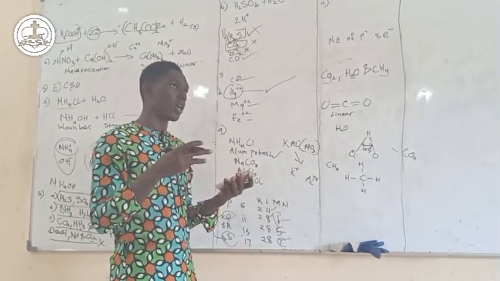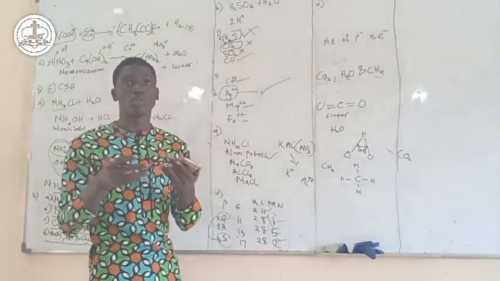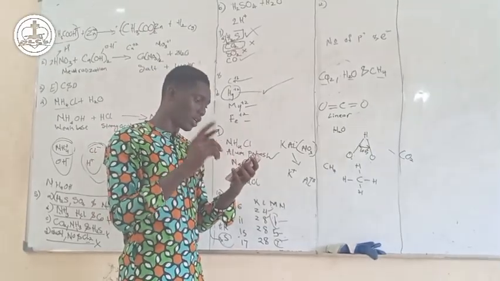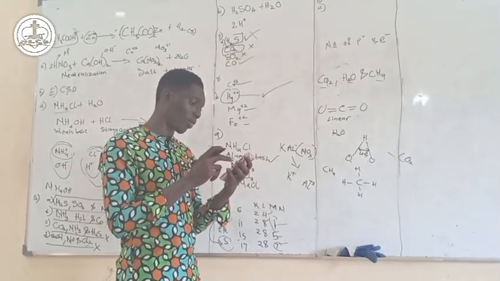Covalent bonding and dative covalent bonding are the only types of bonding that involve sharing of electrons and overlapping. So the correct answer there is B, covalent bonding.